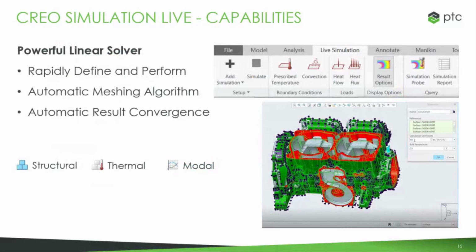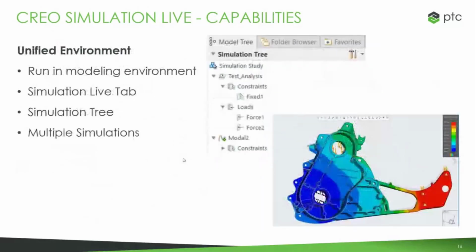Because as Graham was mentioning, Creo Simulation Live is a very powerful linear solver. It runs through the algorithm and gets you these answers very quickly because it automatically meshes and converges. And you can do structural, thermal, or modal analysis in order to understand how your assembly is working. And this is all within Creo.